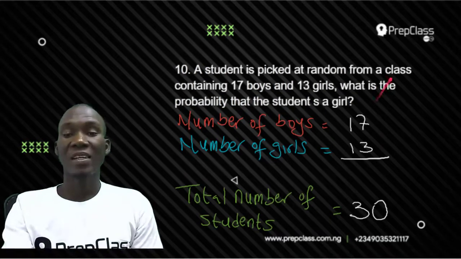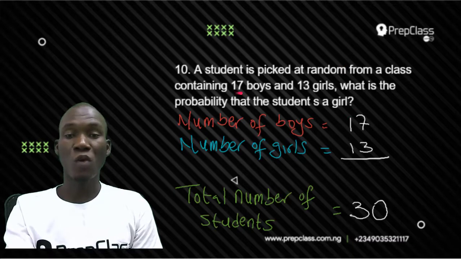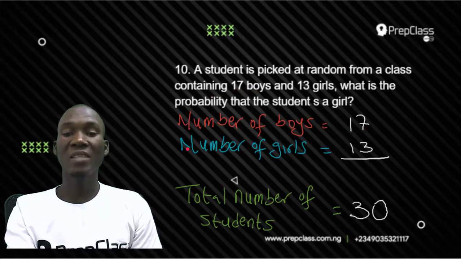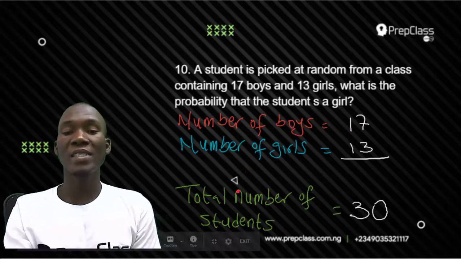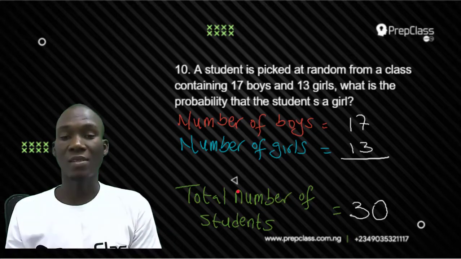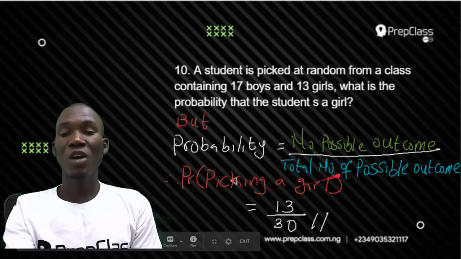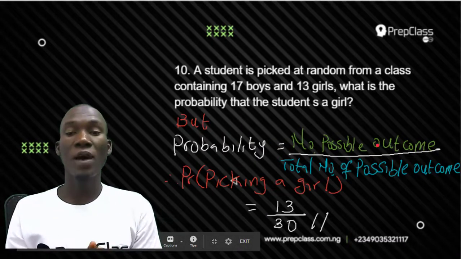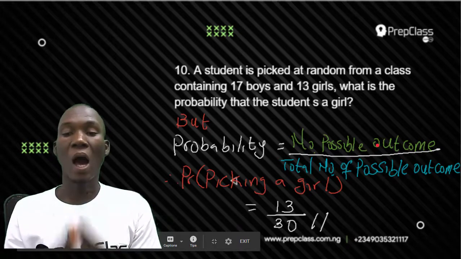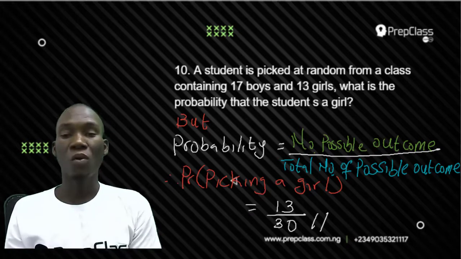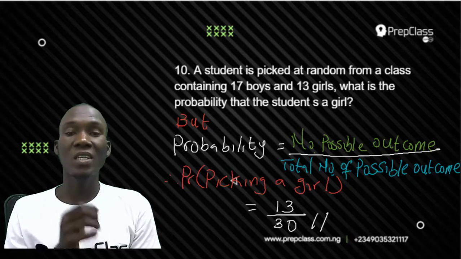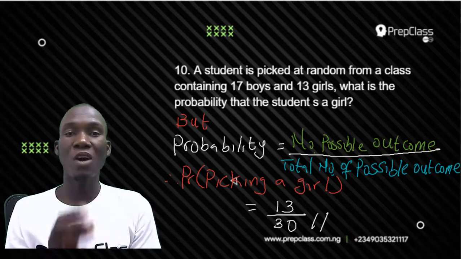In the class, there are 17 boys. According to the question, we have 17 boys in the class. That is, number of boys is 17 and number of girls is 13. So that means the total number of students in this class is 30. So now what is going to be the probability of picking a girl? Now, probability is given as number of possible outcomes over total number of possible outcomes. Now, because you are picking a girl, the number of possible outcomes for picking a girl is 13 because there are 13 girls in the class.